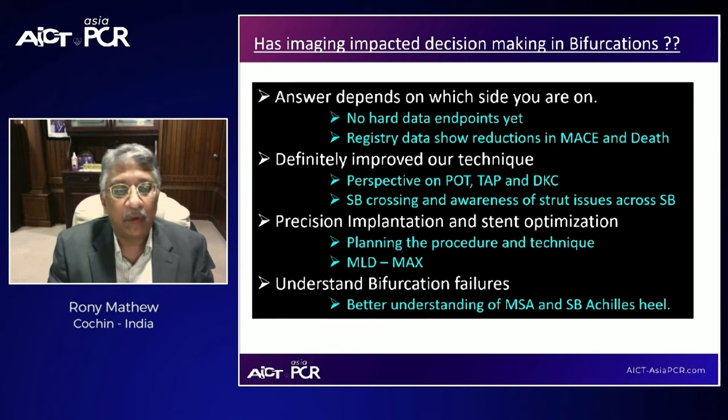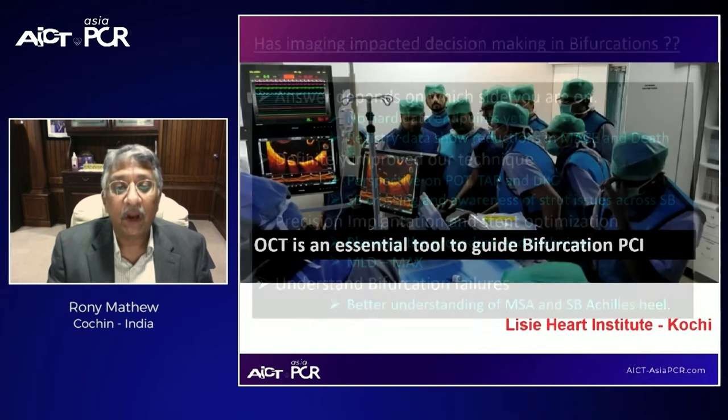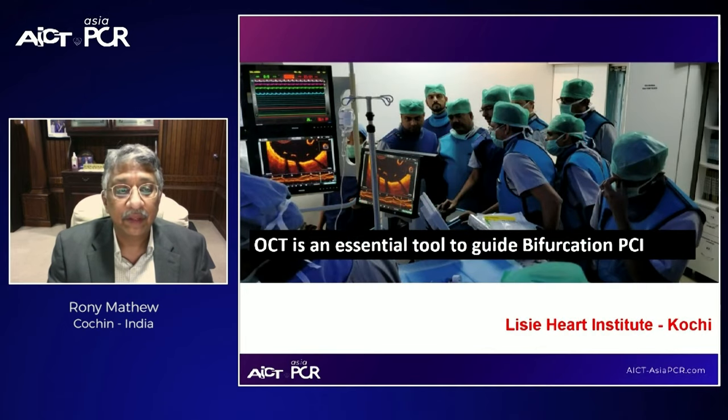It definitely improved our technique, our perspective on POT, TAP, and DKC, side branch recrossing, and awareness of strut issues, as I showed. What I did not show and did not have time for is the precision implantation with the MLD MAX protocol. And most importantly, you understand bifurcation failures with optical coherence tomography. Thank you all for your kind attention, and thank you for the invitation.